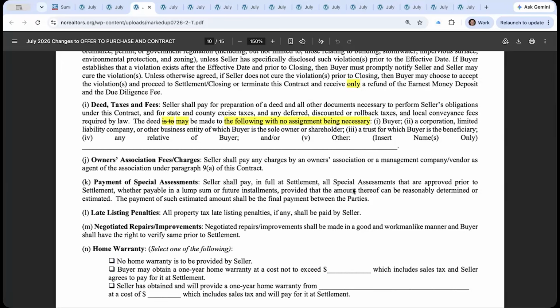So the language has been added here to make it clear: these Romanettes, this is not an assignment. This is about a transaction and who the deed is to be made out to. It's not an assignment situation, but understand that if a closing attorney still asks for it, there may be other reasons for that. So, that's where that language is coming from.